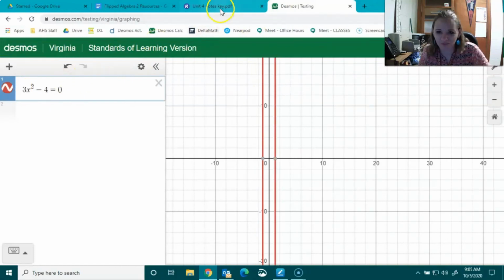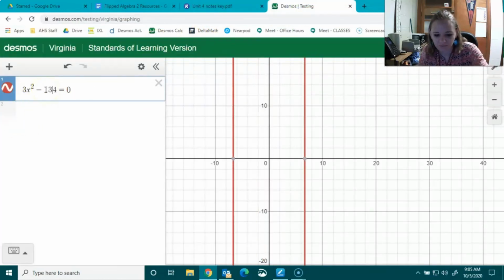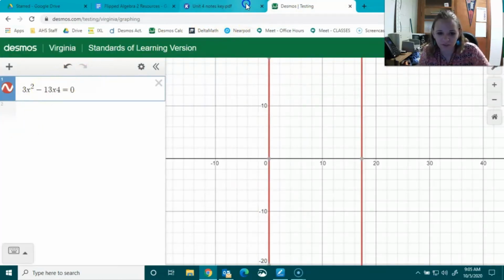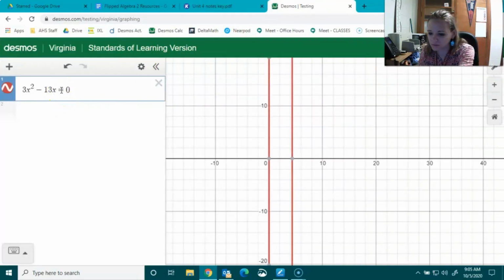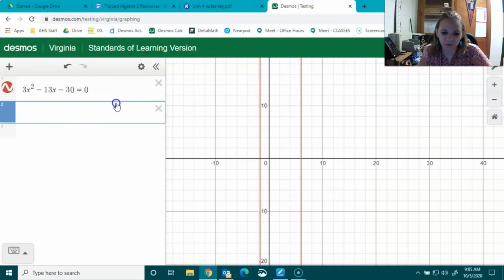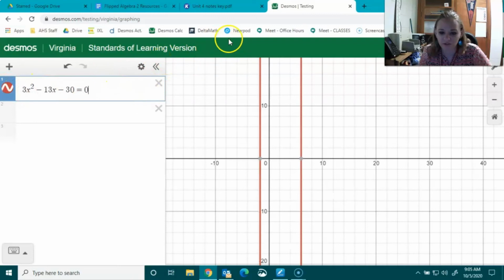Because some of these can be messy. 3x squared minus 13x minus 30. And I think we can get our solutions this way. So for these messy ones, I'll let you do them in the calculator. The reason it's messy is because this number is not a 1, the coefficient of x squared.